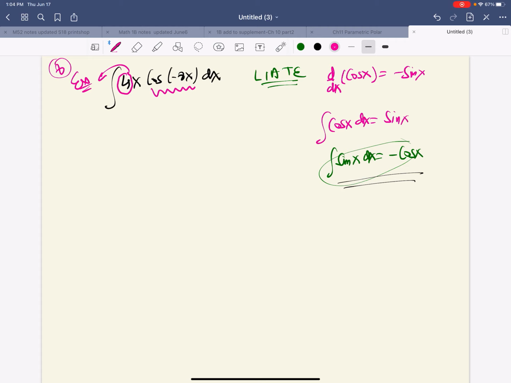Here in this video, I'm working out some homework problems a student had asked. This is number 8 for integration by parts homework. So the problem is the integral of 4x cosine of negative 8x dx.